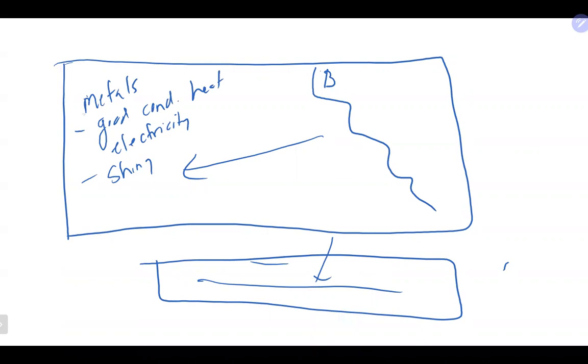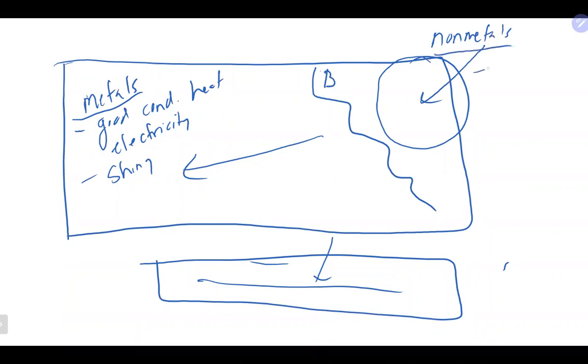So those are metals. If you go to where that staircase is and kind of go to the upper part of it, those guys are what are referred to as non-metals. And those are basically opposite of metals. Those are bad conductors of heat and electricity. They're usually dull and brittle.